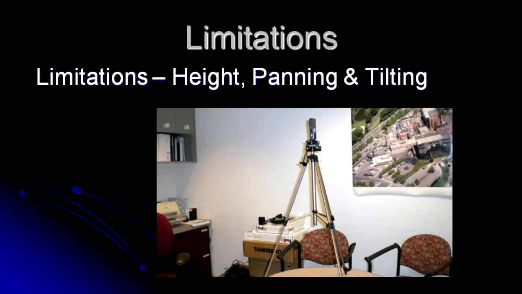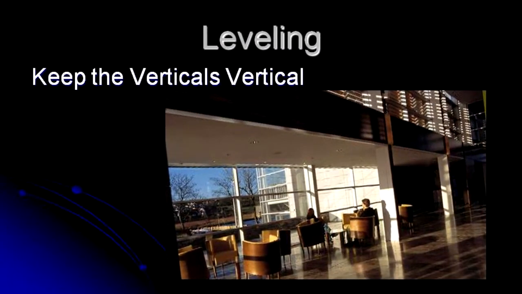Some small tripods do not go up that high. Eye level is the usual top height of a tripod. So to get extra height, place the tripod on a table if you need it. The leveling rule that I've used all my life is the keep the verticals vertical rule.